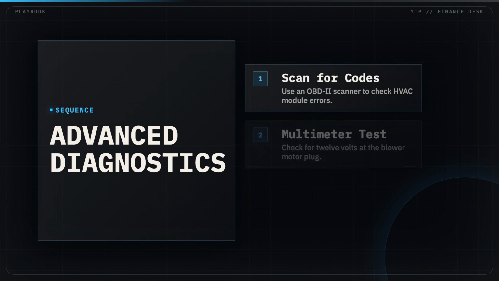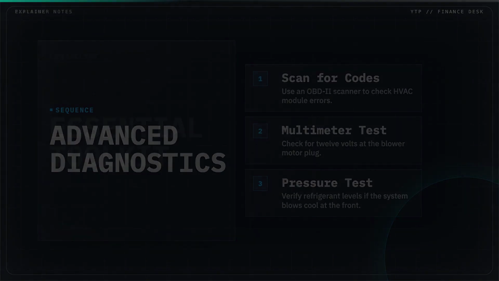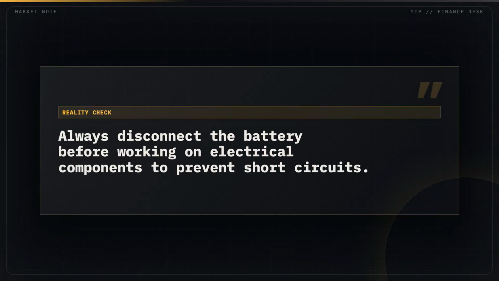If basic checks fail, use a scanner for HVAC codes or a multimeter to confirm power is reaching the rear components. You will need a basic set of plastic trim tools and a multimeter to safely access and test the rear climate components. Safety note: always disconnect your battery before digging into the electrical system.